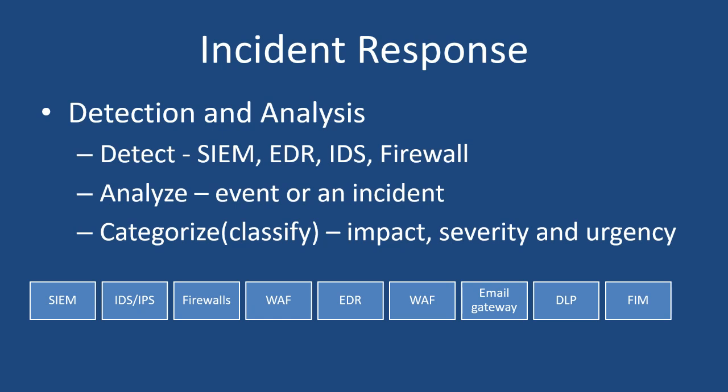Once you have declared an incident, you need to categorize it based on impact, severity, and urgency. What is the impact that the incident has made? What is the severity? How severe is the incident? And what is the urgency of bringing the systems back into normal state of operation?